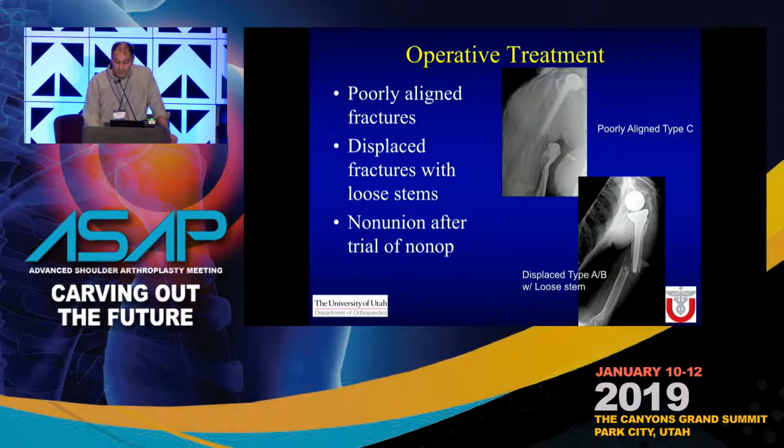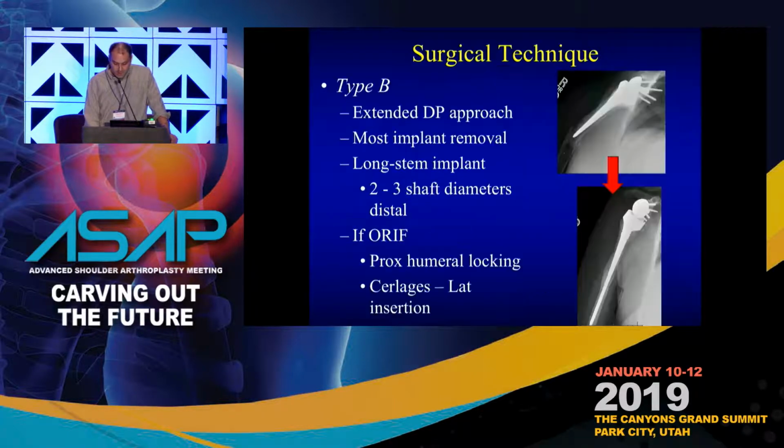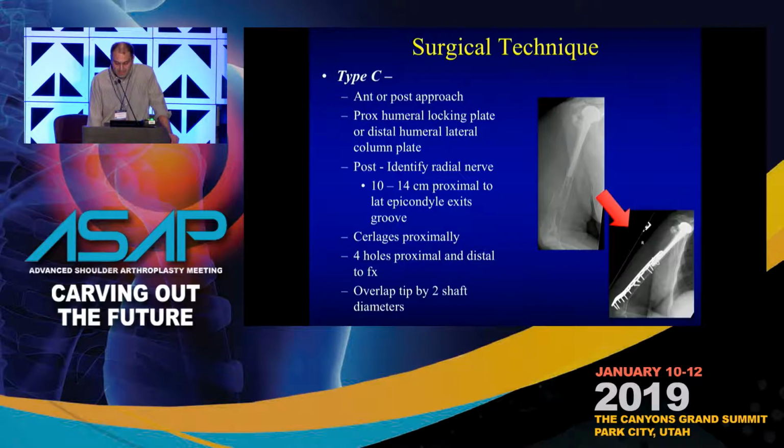So operative treatment is for poorly aligned fractures, displaced fractures with a loose stem, or a non-union. In terms of surgical technique, the B-type fractures, so the ones at the tip of the stem, typically you need an extended deltopectoral approach, remove the implant, use a long stem that bypasses the fracture by at least 2 to 3 shaft diameters. If you're going to fix these and you can get a reduction, we use a long proximal humeral locking plate with proximal unicortical screws or cerclages and distal full-length screws. And if you are going to use cerclages, the lat insertion is really the safe zone neurologically to pass cerclages.